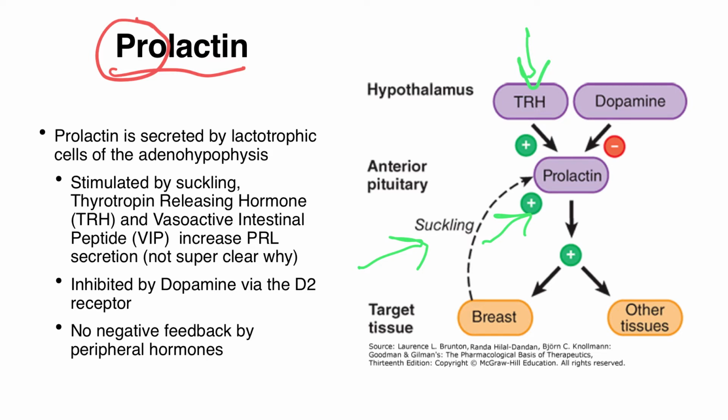So hypothalamic vasoactive intestinal peptide, or VIP, also stimulates lactotrophic cells to secrete prolactin. We're not super sure why that is. It's probably shape mediated, but regardless, you should know that that does have an influence on increasing prolactin. So far we've got suckling at the nipple, TRH, and VIP as things that turn on prolactin secretion.